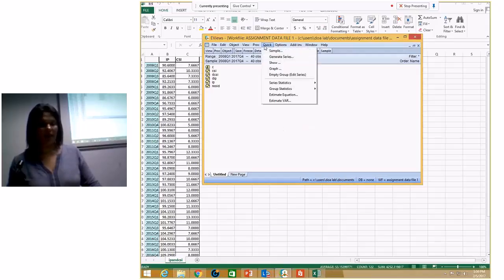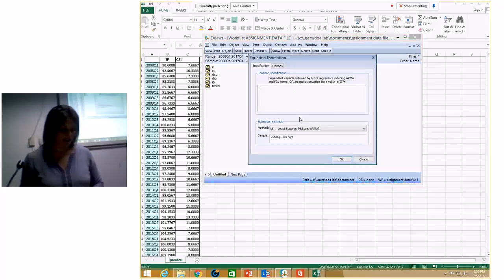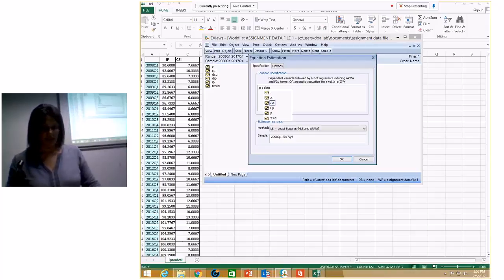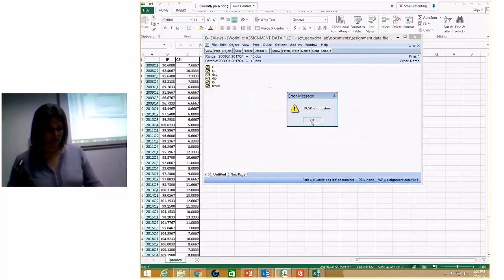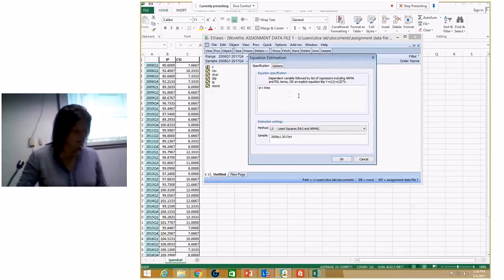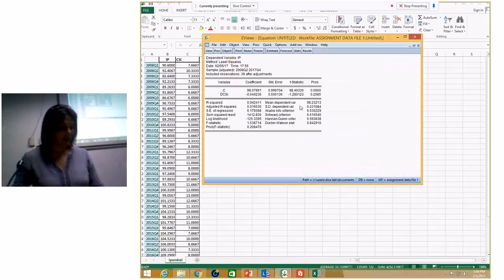Right. Go to the quick estimate equation and type IP as the dependent variable, C is the constant, and D CSI as an independent variable. And then click OK. This is the data output.